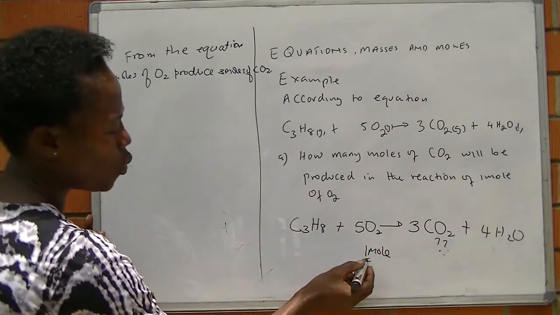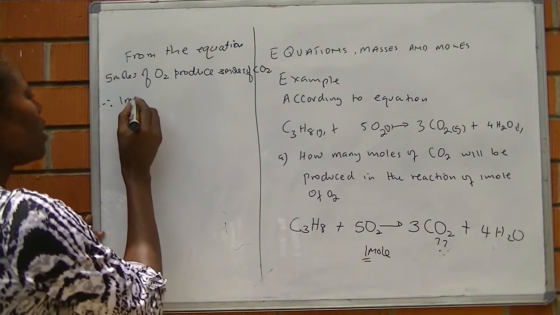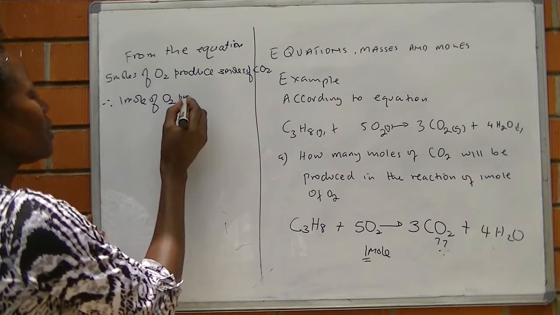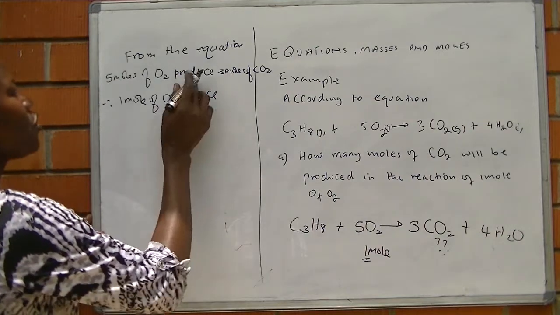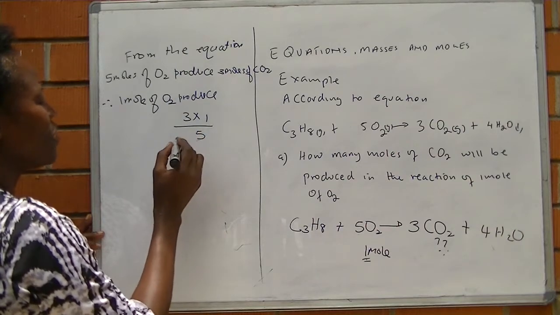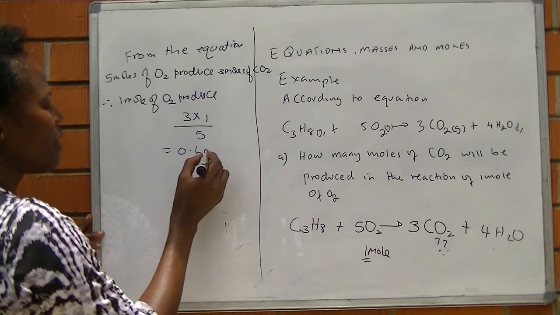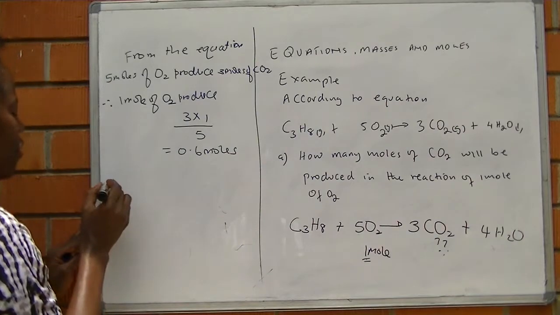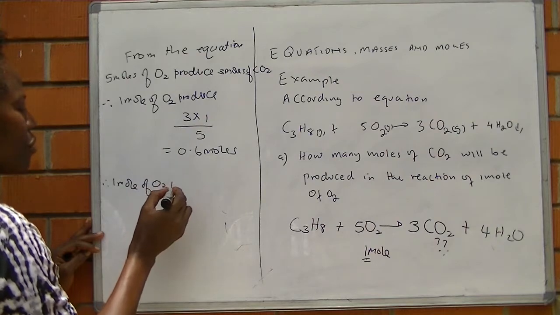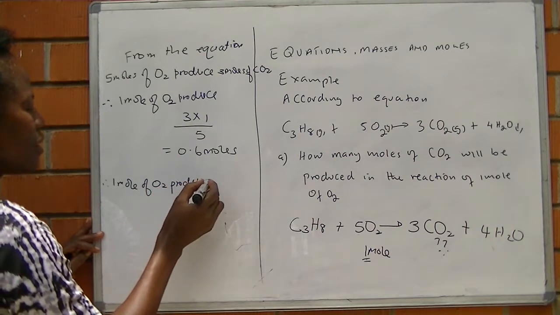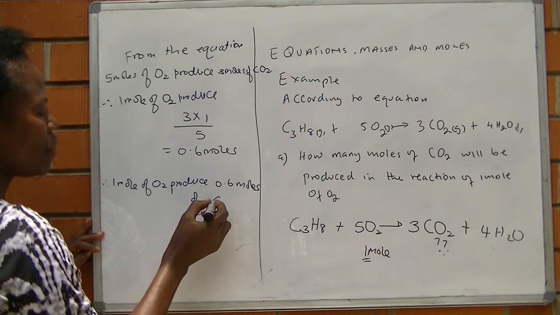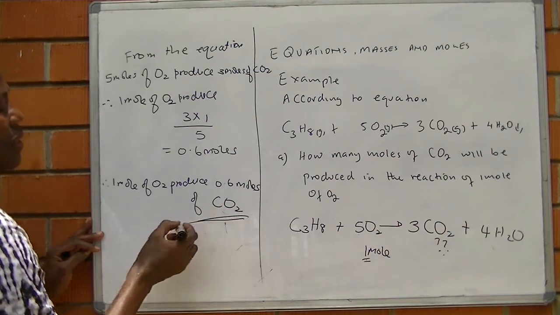Therefore, 1 mole of oxygen will produce, you cross multiply 3 times 1 and then you divide by 5, which is equal to 0.6 moles. Therefore, 1 mole of oxygen produces 0.6 moles of carbon dioxide.